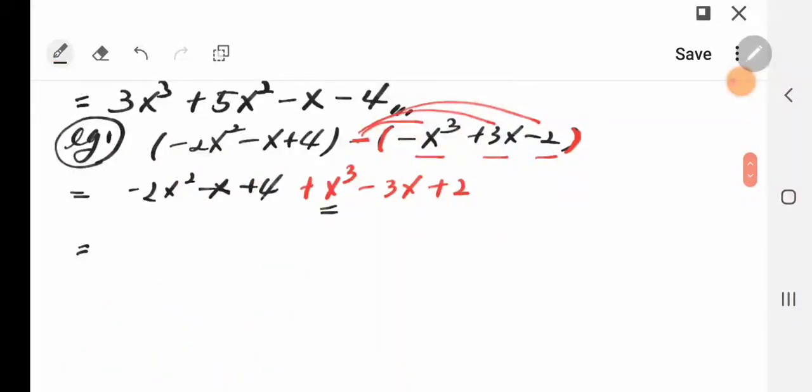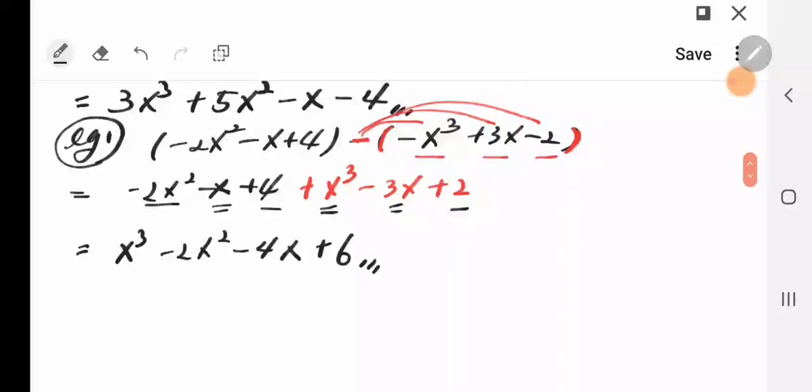So we have 1x cubed, so write it down. And there is only one x squared, so write it down. And there are two x terms, negative x minus 3x. So the sum of these two terms is negative 4x. So negative 1 plus negative 3 is negative 4x. Finally, 4 plus 2 is 6. Okay, this is the end of section 7.1.